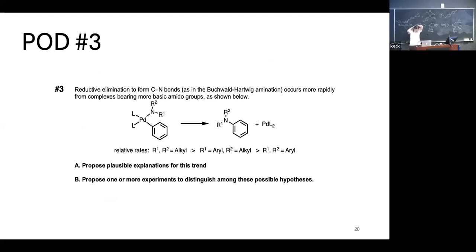Okay, that brings us to problem number 3 of the day. So take a look at the problem. We're going to look at the reductive elimination of the carbon-nitrogen bond. The relative rates for dialkylamines is faster than arylalkylamines, that is faster than diarylamines. So we're going to find a few explanations of why this could be, and then talk about what type of experiments you could do to probe these hypotheses of reductive elimination rates. Take a minute to talk to your neighbors, or think about it yourself, and then we'll discuss a little bit about this.